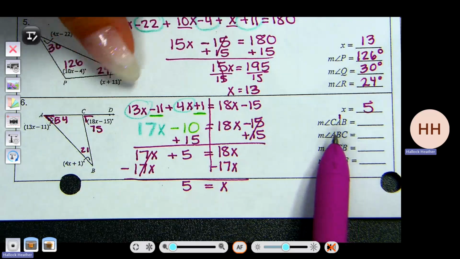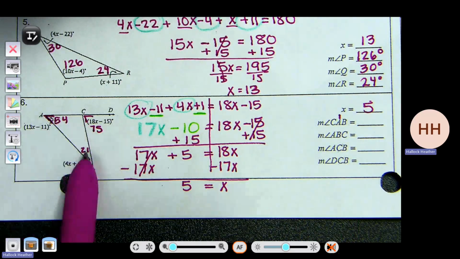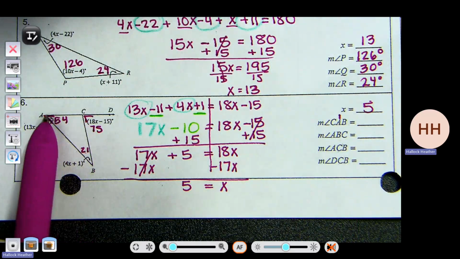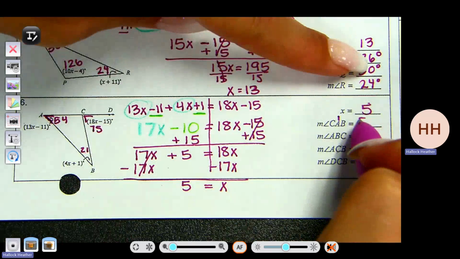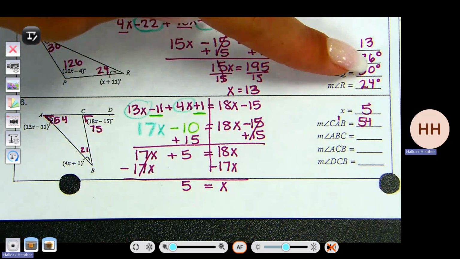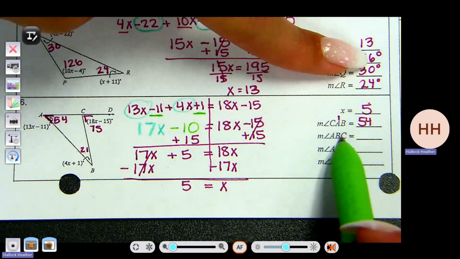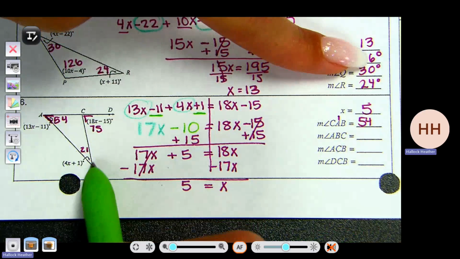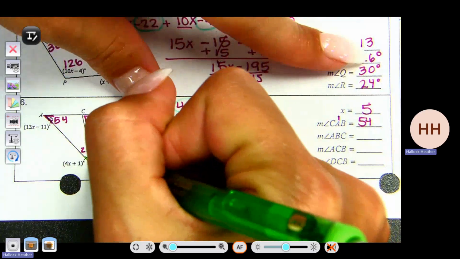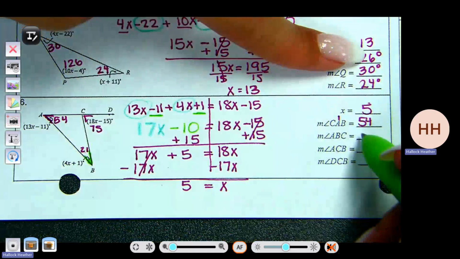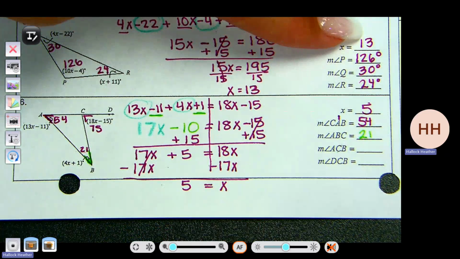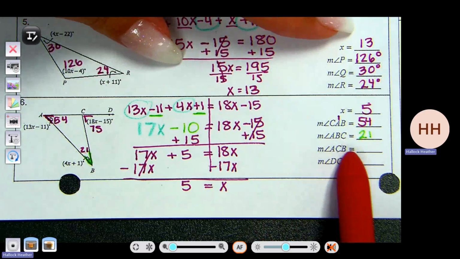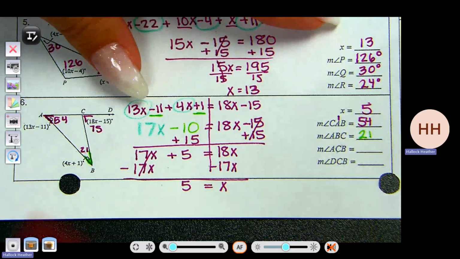So CAB, C to A to B, we already talked about. It's this corner because it's focusing on A. So how much is it? 54. The next one says A, B, C. So if I start at A, I go to B, I end at C. It's really focusing on this corner. So how much is that? 21. That's my favorite. Okay. The next one says A, C, B. So 75. No.